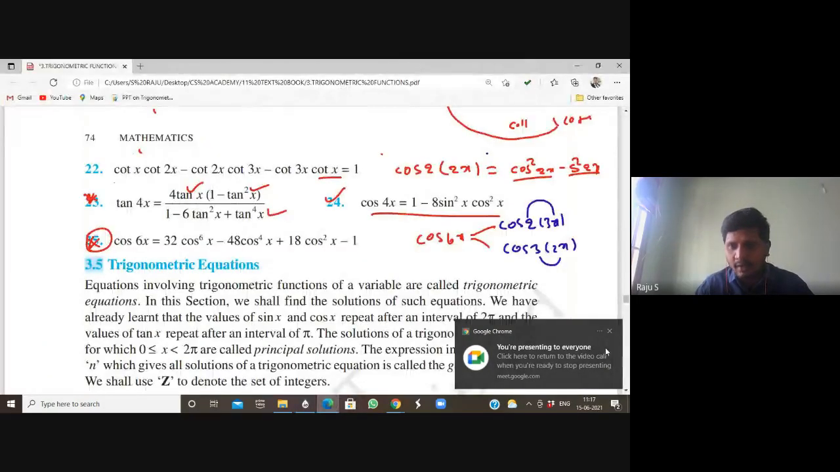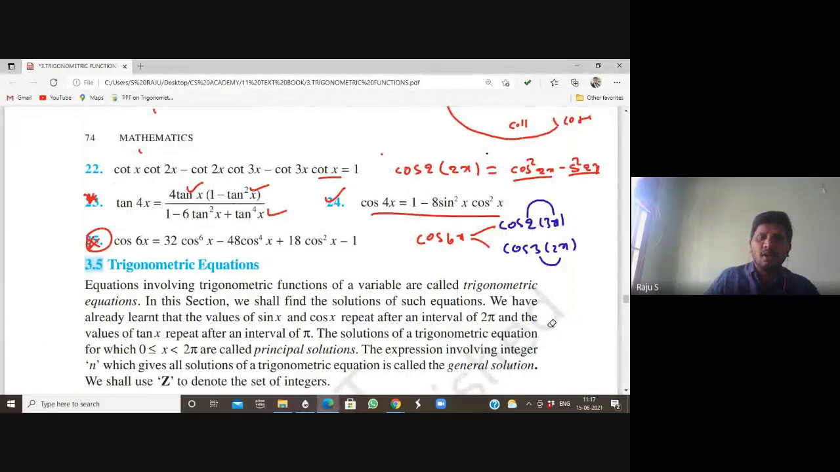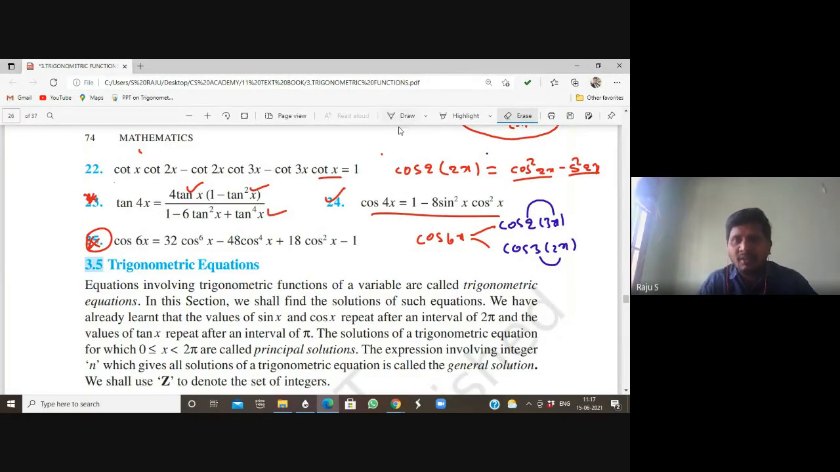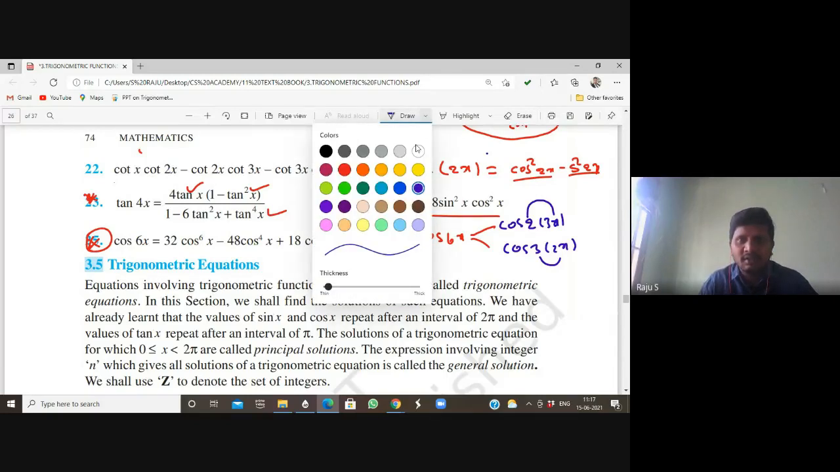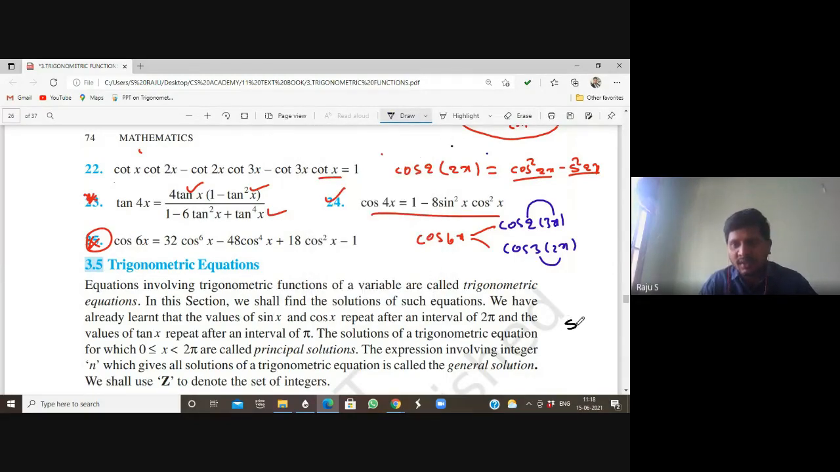Then we'll go for the next concept, trigonometric equations. Trigonometric equation means, till now they gave just expressions. An equation means, if I take sin x equal to 0, it is an equation. So an equation involving trigonometric functions sin x, cos x, tan x. Clearly it is given here: an equation involving trigonometric functions of a variable is called a trigonometric equation.